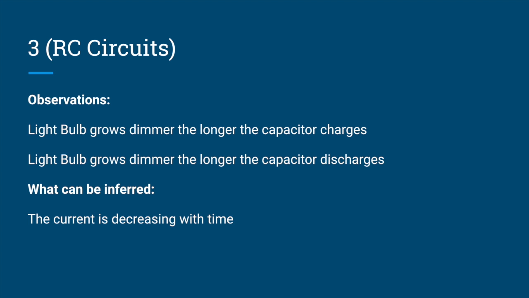Moving on to the RC circuits. My observations were that the light bulb grows dimmer the longer the capacitor charges and the longer it discharges. And from that, we can confirm that current is decreasing with time.